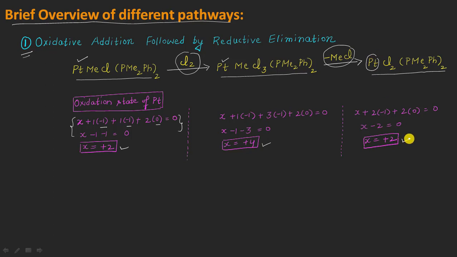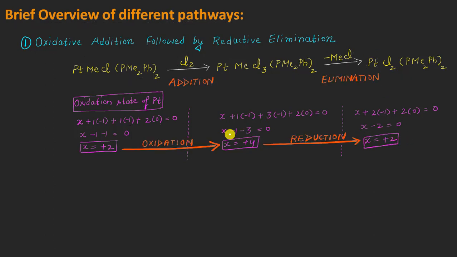And finally in this product molecule it will once again come out to be +2, right? And now what is happening here is that in the first step, the addition of the chlorine is taking place, and because the oxidation number is increasing from +2 to +4, we can call this step the oxidation type of step, right? On the other hand, in the second step, you can see the elimination of a molecule of methyl chloride is taking place, and because the oxidation number is decreasing from +4 to +2, we can call it a reduction type of step, right?